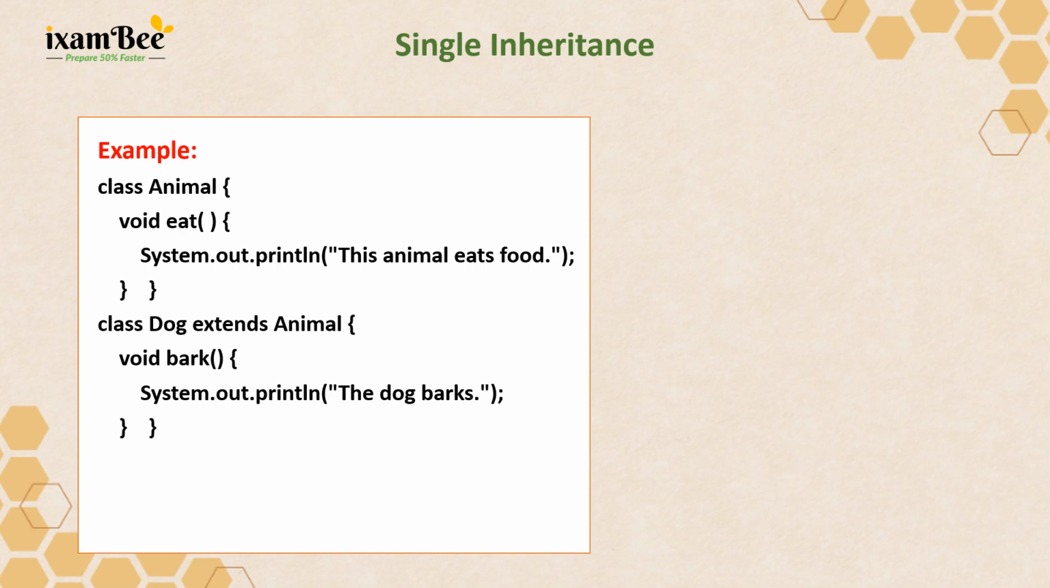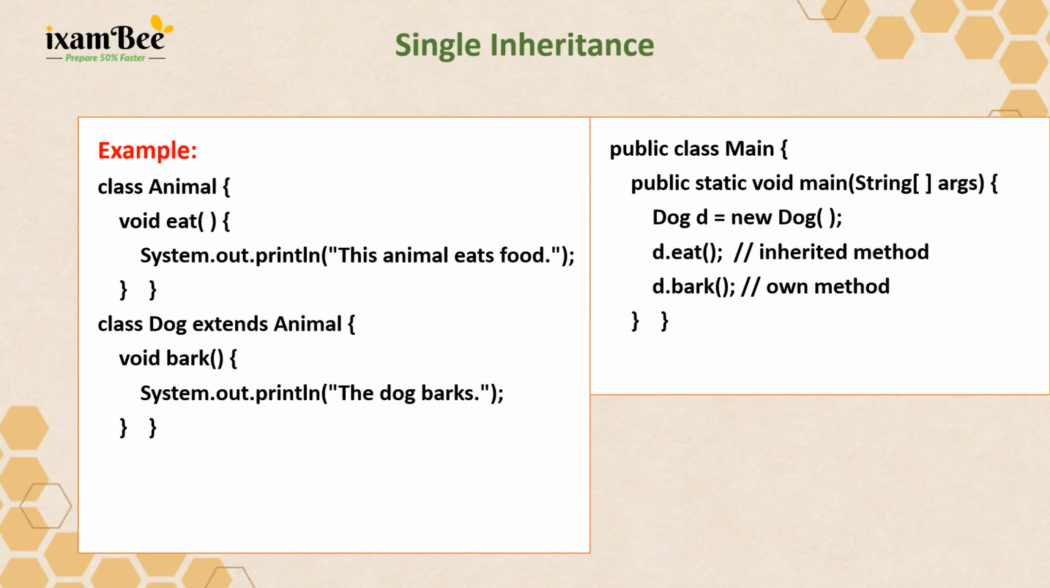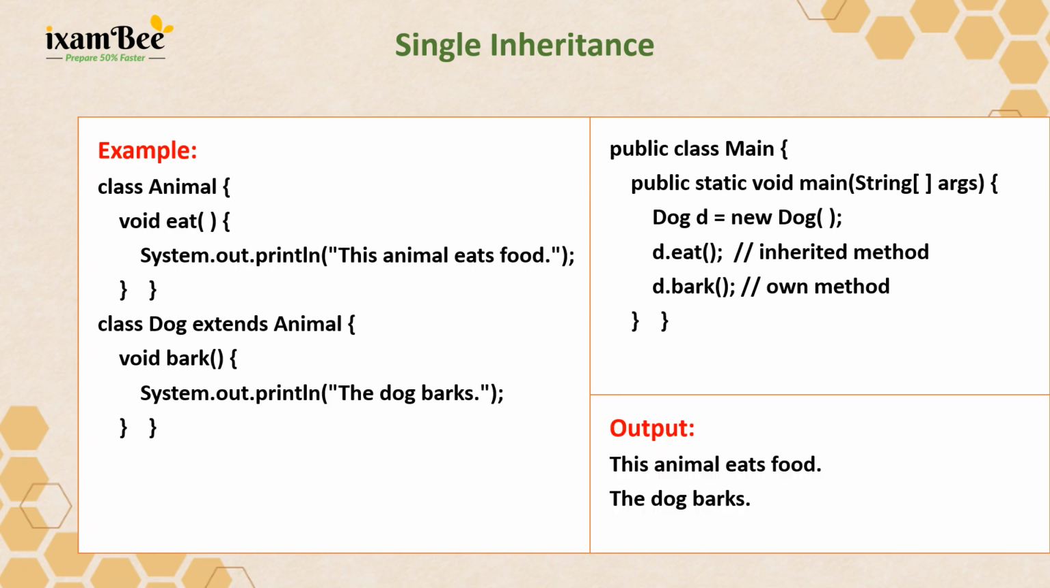Let us now look into an example of single inheritance. Here we have created an animal class with the eat function and we have created another class called dog that extends from the animal class. This class has the bark function. When we create the object of the dog type, we can call the inherited method which is eat by saying d.eat. If we specify d.bark, it is going to call its own method. So the output of this code would be: this animal eats food and the dog barks.